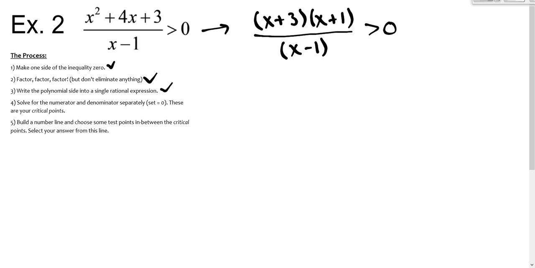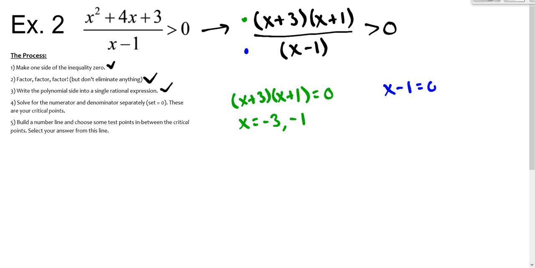So I'll do the same thing I did before. We'll do one of these in green. We'll do this one in blue just to mix it up. So let's find some critical points. So we're going to say that x plus 3 times x plus 1 is equal to 0. So using the zero product property, I'm actually going to get two critical points. I'm going to get x equals -3 and -1. From the denominator, I'm going to find a critical point from solving x minus 1 equals 0, which I'm going to get x equals +1. So I have not one, not two, but three critical points to deal with here.